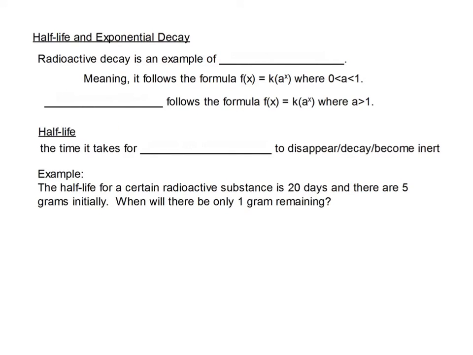All right, so half-life. Radioactive decay is an example of exponential decay. Meaning that it follows this formula, a to the x, with some constant out in front, might be 1. So f of x equals k times a to the x, where a is between 0 and 1. So in other words, it's some kind of decimal or fraction between 0 and 1, like 0.25.